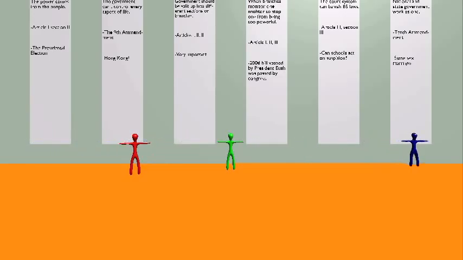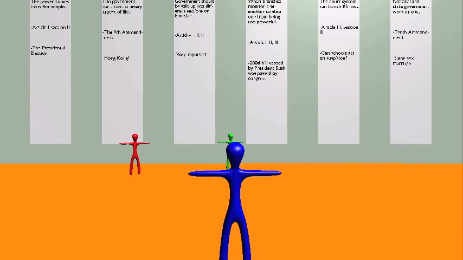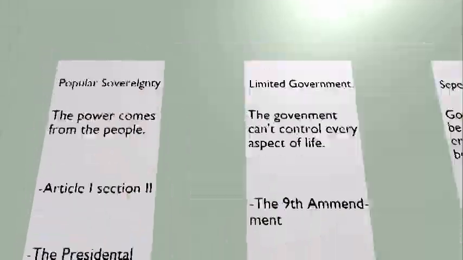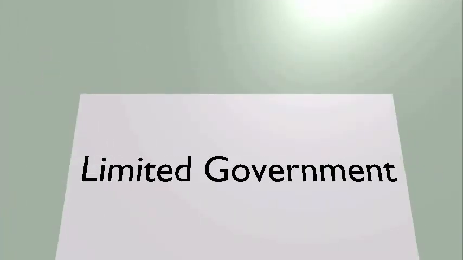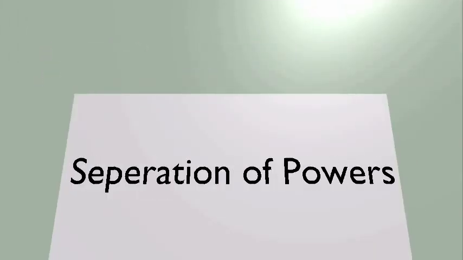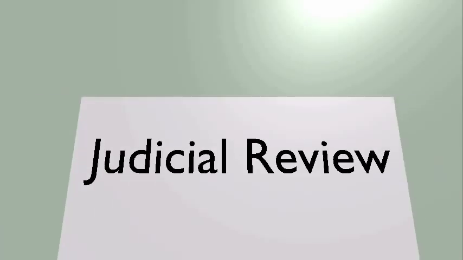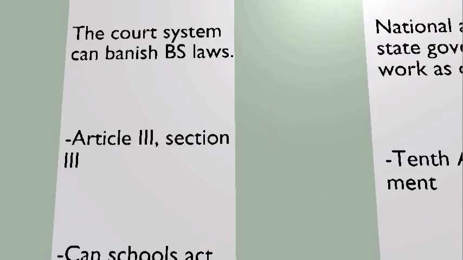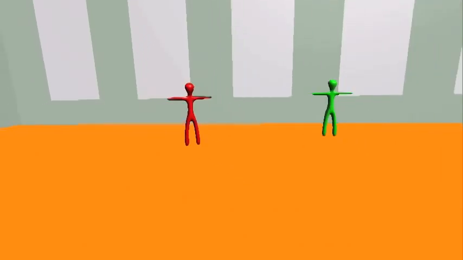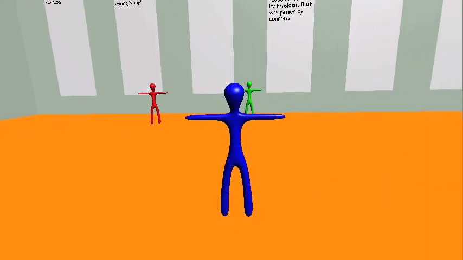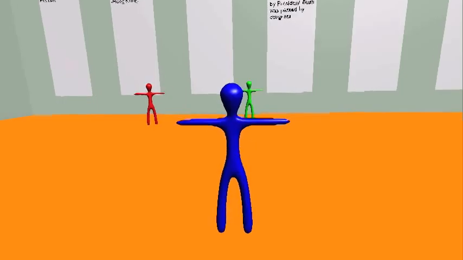United States of America. Like I said, there are 6 principles to the Constitution. These are popular sovereignty, limited government, separation of powers, checks and balances, judicial review, and federalism. Green and Red, along with myself, will be covering what these principles are, where in the Constitution it talks about them, how they apply today, and why it's important to protect these principles even today.